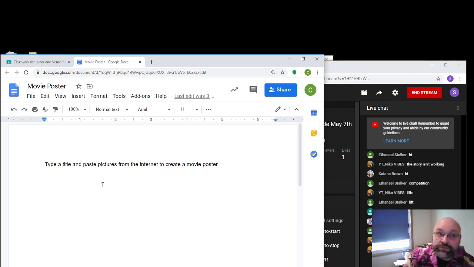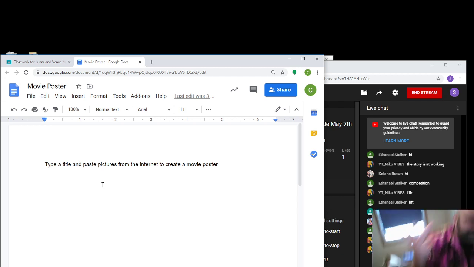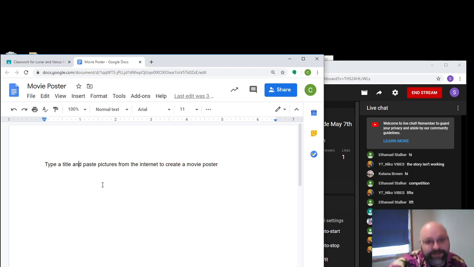And then most movie posters will also have a quote somewhere on them, like Star Wars would say something like, may the force be with you, or Star Trek would say something like, live long and prosper, or whatever. So just be creative and draw it by hand if you want to. And then you just turn it in with your regular packets.